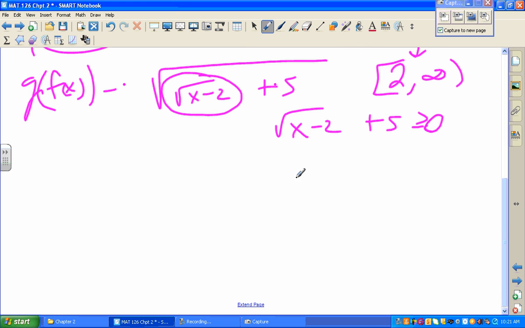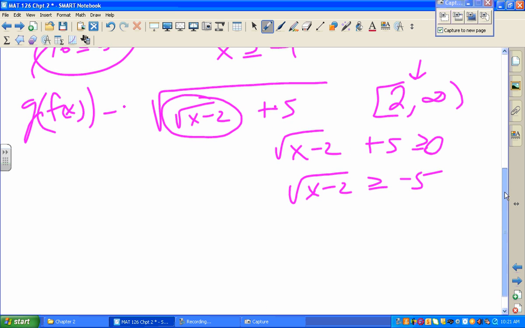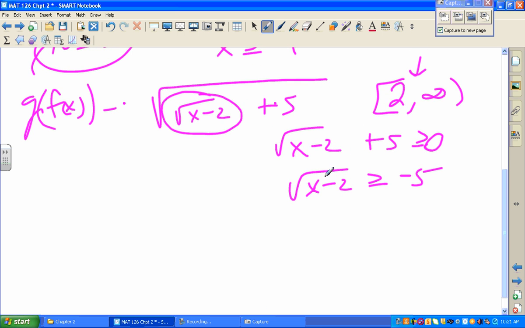When would the square root of x minus 2 be greater than or equal to negative 5? Always. And this is where squaring with negative numbers won't work. But can't you just flip the sign? No, you mean when you square the negative? Yeah, but this is a positive number, and that's a negative number, so I don't know if you can do that.